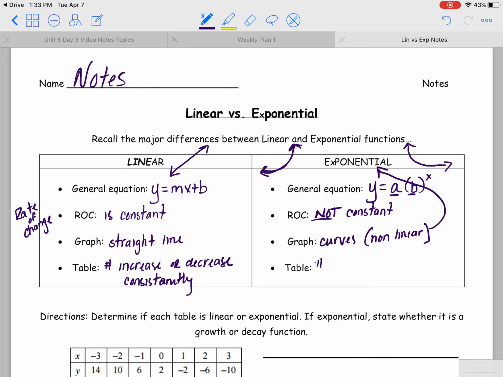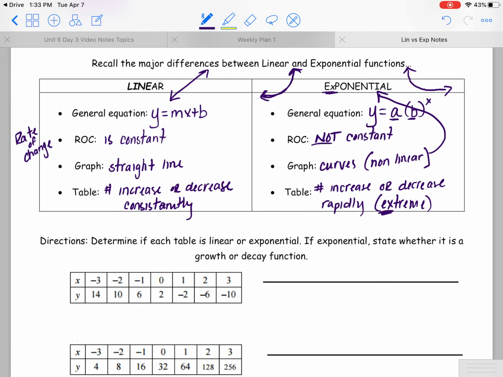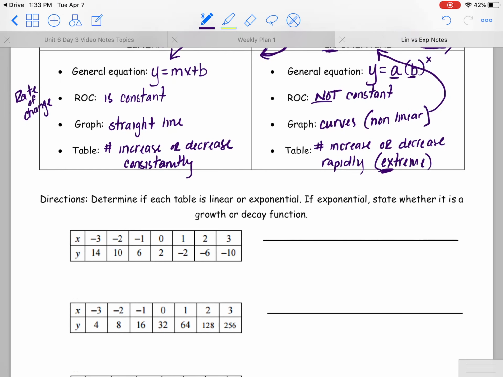Now, the table for these, we're going to be looking for numbers that either increase or decrease rapidly. What I tell my students is to look for an extreme change in the numbers. So think of the EX in extreme as the EX in exponential. Easy stuff today. We're going to take that information and apply it to the table.